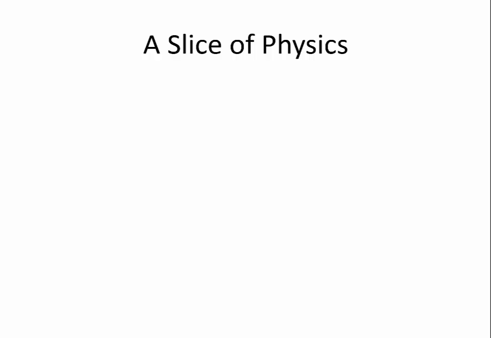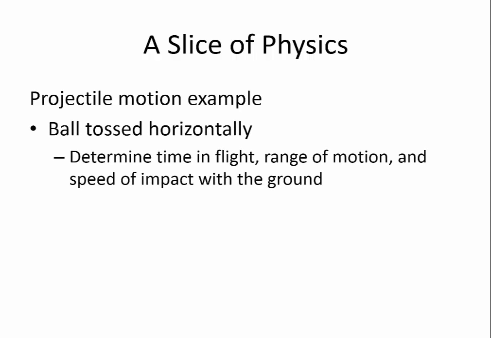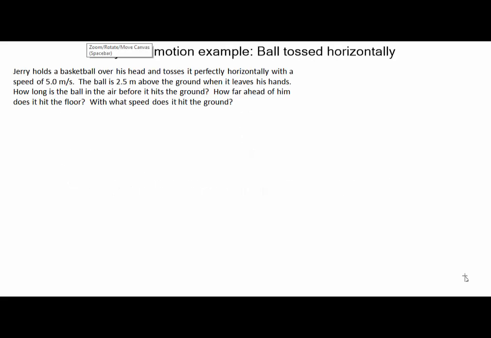Having reviewed the concepts around projectile motion in the previous video, it's now time to take an example. We're going to look at a ball that's tossed horizontally and determine things like the time it spends in flight, the range of its motion, and the speed of impact with the ground.